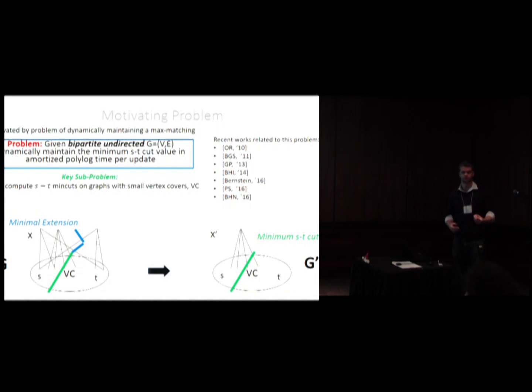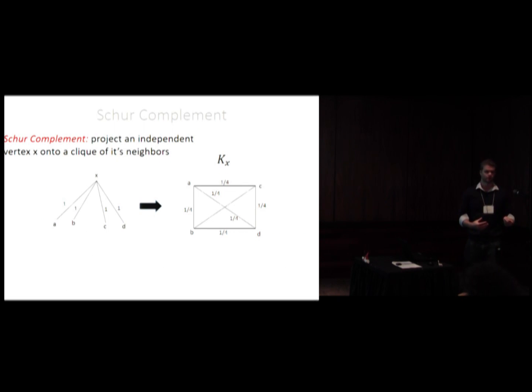So our tool here that we're going to use is the Schur complement. This is a previously known tool where you take a vertex, you look at its neighbor set, and you're going to project down to a clique on that neighbor set. So recall that this neighbor set is going to be in the vertex cover. Right? X is our independent vertex. This neighbor set is in the vertex cover. We're projecting down onto a clique in this vertex cover.